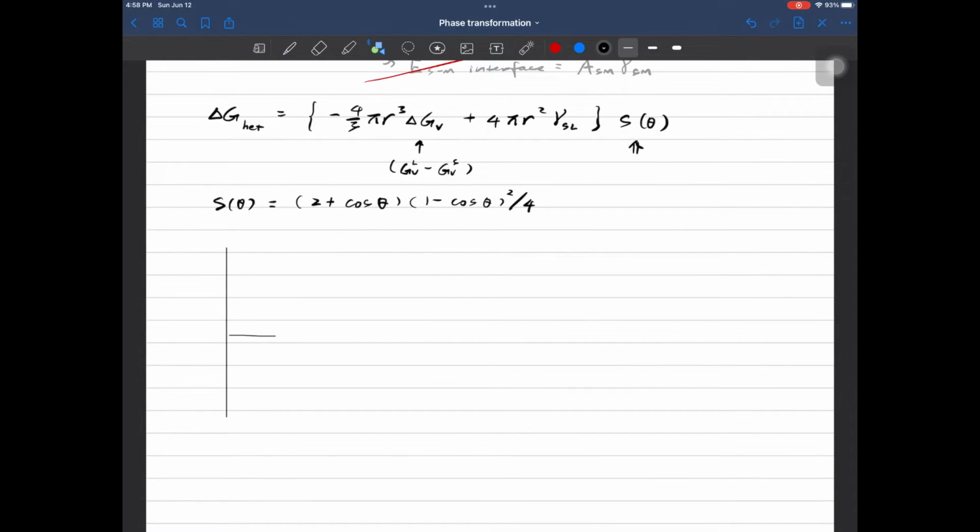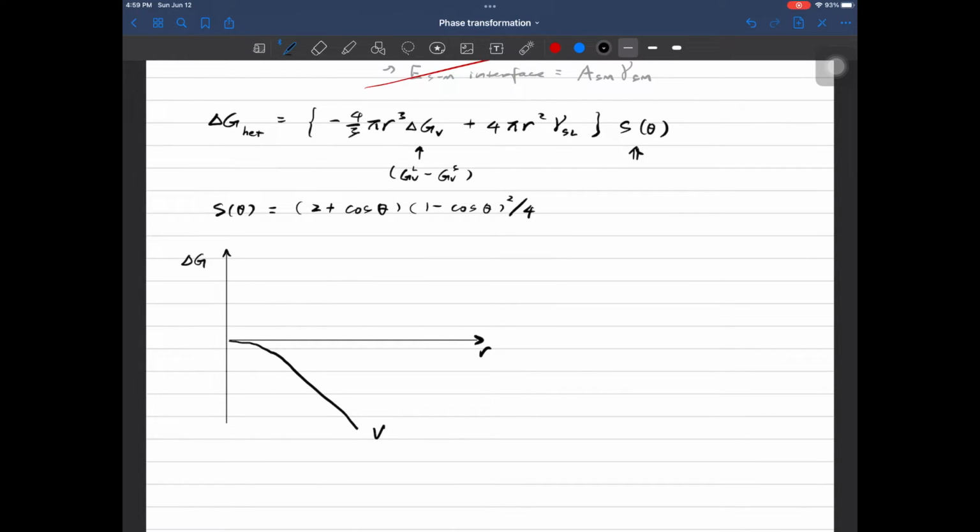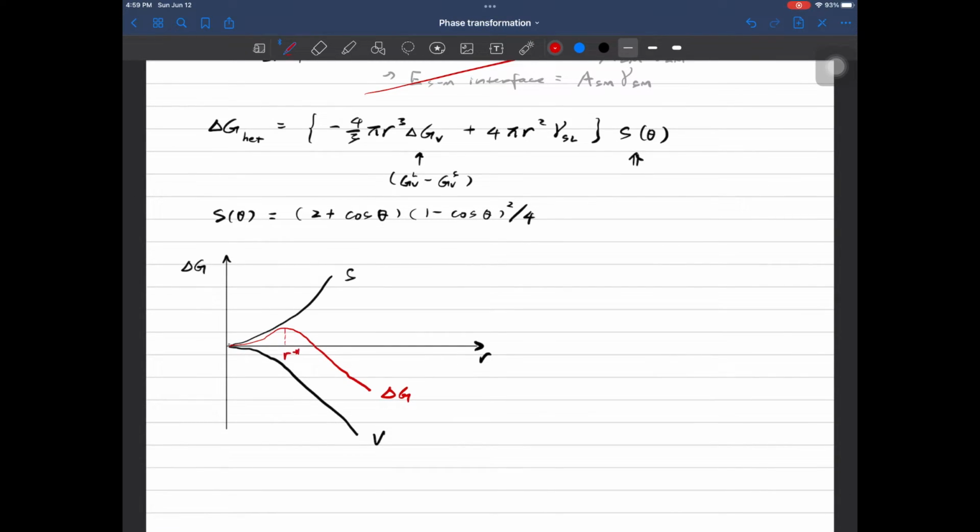Next, we can plot the change in Gibbs free energy as a function of radius of the solid phase. Again, on the x-axis, it's r, and on the y-axis, that's delta G. We can also plot the volumetric part and the surface part, and the end shape of the net change of the Gibbs free energy is very similar to what you have seen in the homogeneous nucleation case. You also have the critical radius, r star, and the energy barrier you have to overcome, delta G star.